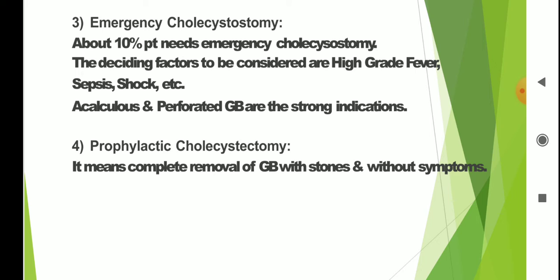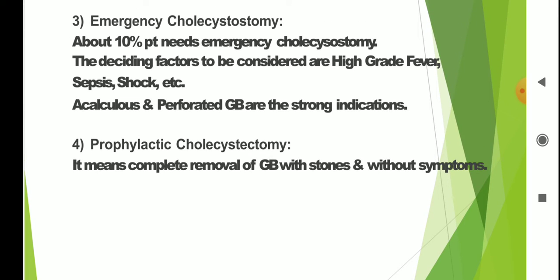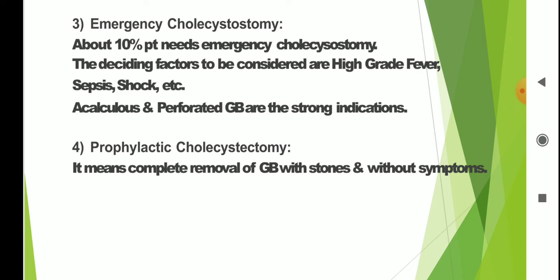Then prophylactic cholecystectomy, that is elective. Prophylactic means complete removal of a gallbladder with stones but without symptoms, done electively. For example, a patient goes to the OPD and gets an abdominal scan for some other vague reason, and the gallstones are caught on sonography in the process of diagnosing some other disease. These are accidental findings, and in such cases it could be taken as an elective or prophylactic cholecystectomy.